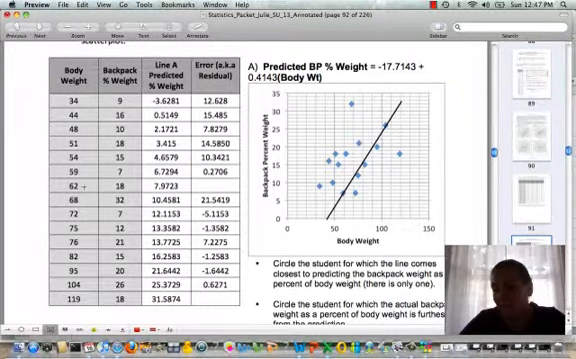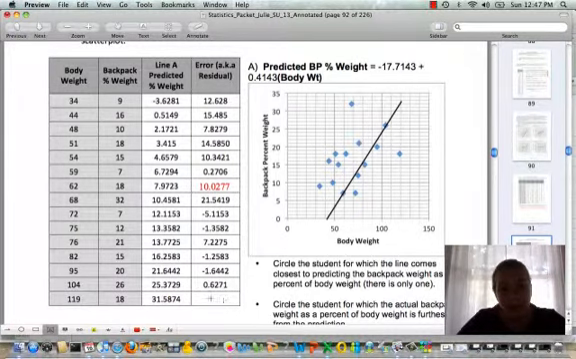So for body weight 62, the actual or observed data backpack weight is 18 and the prediction is 7.9723. So if we go ahead and subtract the observed data minus the prediction, we get 10.0277.